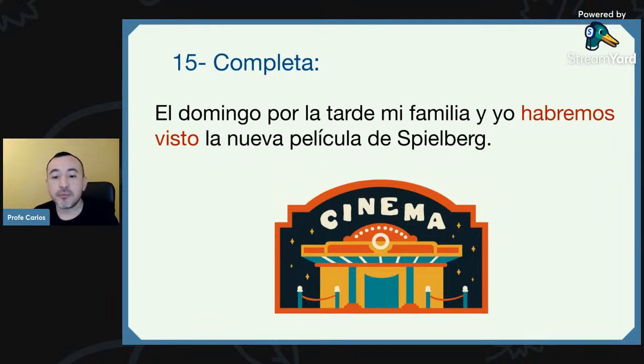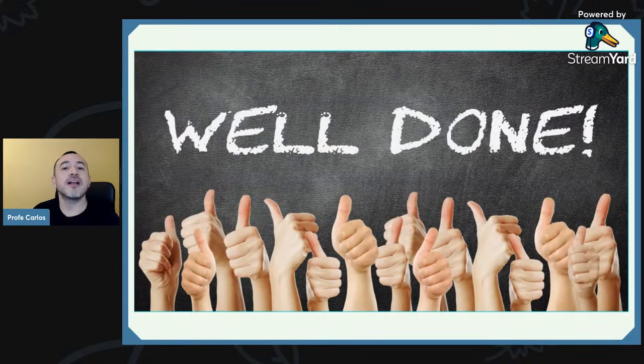So, remember, because we're talking about mi familia y yo, that translates to nosotros, we. And that's why we are using habremos, that auxiliary with nosotros in the future. So, well done, guys. That was amazing practice. As I can see, you are keeping up with your past participles. So that is a very, very good thing.